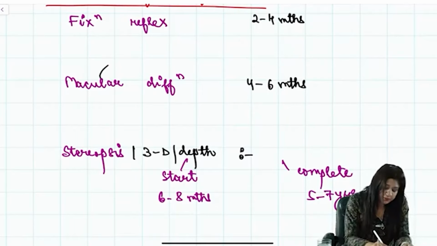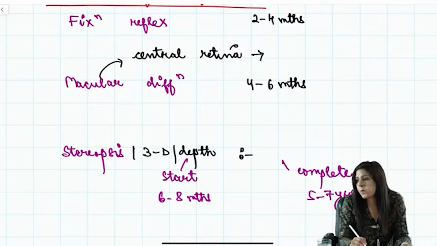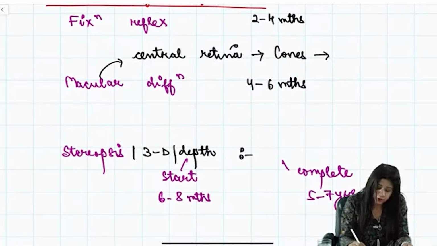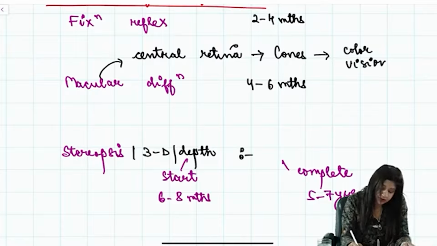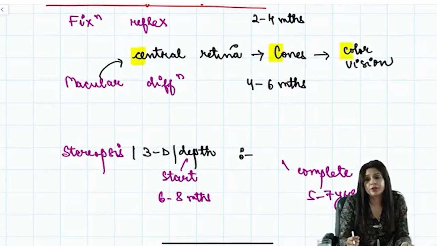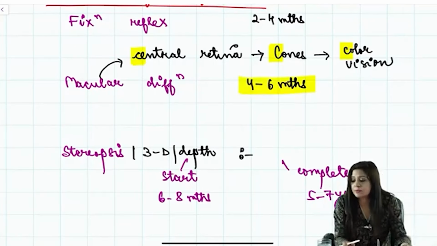Now, first of all, what is macula? Macula is the central part of the retina. Central part of the retina is called the macula. Which cells will be present in the central retina? Cones. And cones are responsible for color vision. Very good. C for cones, C for central retina, C for color vision. So basically the color differentiation comes at 4 to 6 months.